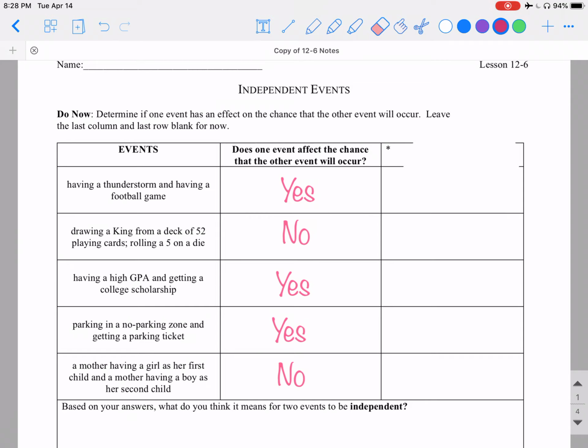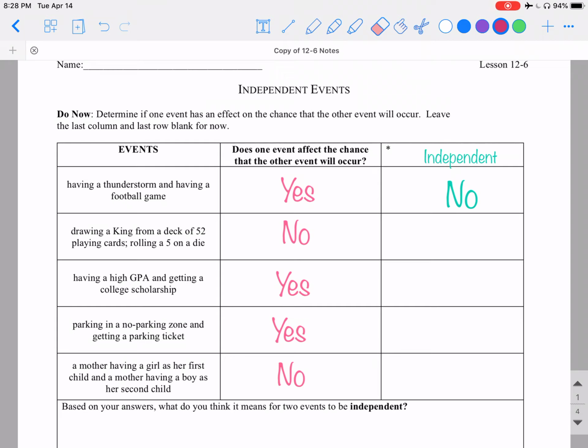And now I want to fill in the title on the next column where that little star is and write independent. And take a second to think about, do you think the events in the first column are independent of one another? So this first one, having a thunderstorm and having a football game, yes, one event is definitely going to affect the chance that the other event will occur, so these are not independent of each other.